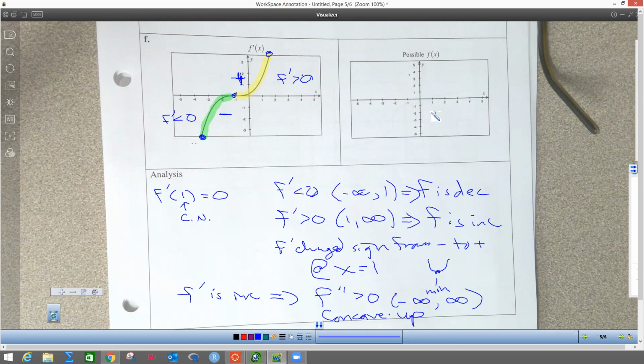So what I would do is I would have a concave up going this way, and I would have a concave up going this way. And that right there is a good enough example of this graph. It has my minimum at 1, 0. The graph is decreasing from negative infinity to 1. Then it's increasing from 1 to infinity. It's doing these two things. It is concave up everywhere.